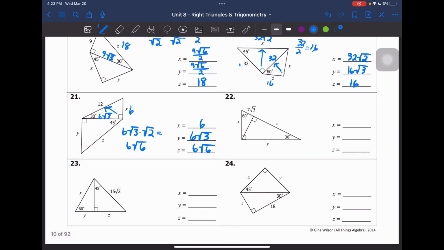And then 22. So what I'm seeing is the 30, 60, 90 triangle and another 30, 60, 90 triangle.